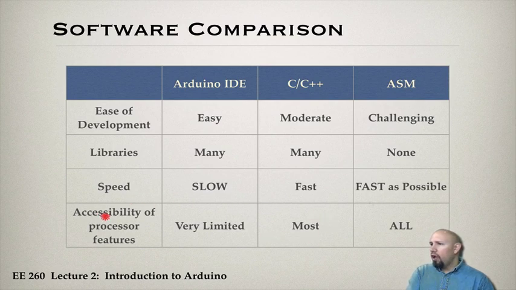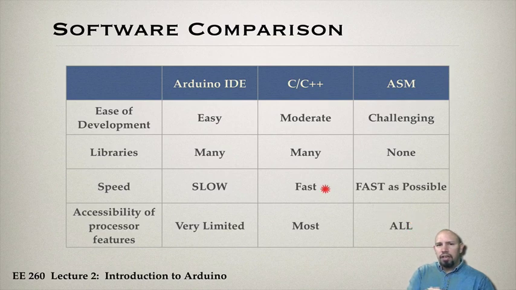Whereas most of the accessibility features of the Arduino, most of them you can access using C or C++. So, in fact, I don't even know what things you can't. I just know that in general, most of them you can access. So definitely more powerful. And finally, using assembly, you can access all possible processor features. Anything that's available that you can actually do, you can do using assembly language.